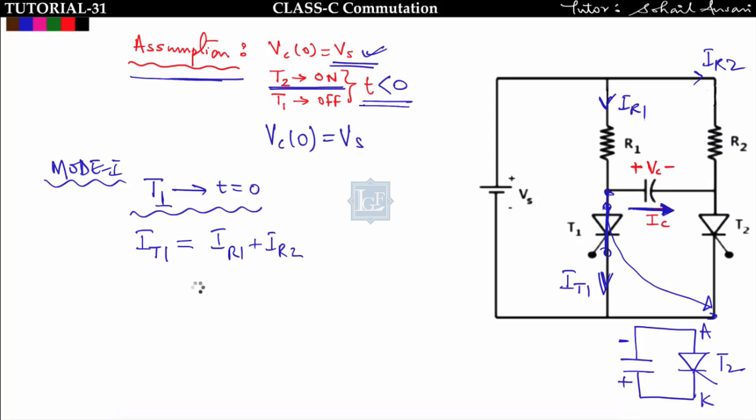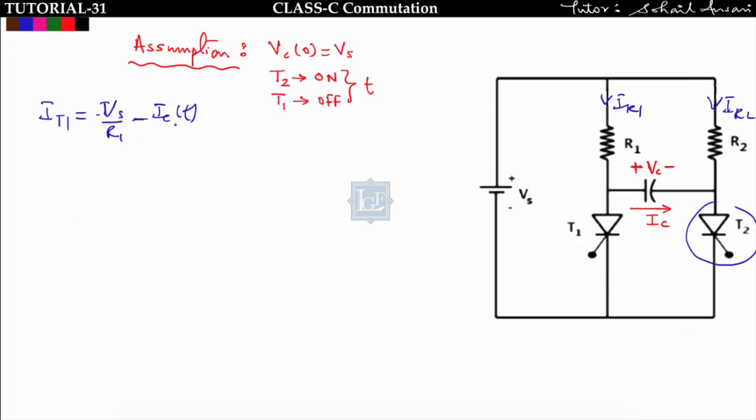Is it fine? So I can write like this: IR1 minus IC of T. IR1 can be found by Vs upon R1. So IR1 is equal to Vs upon R1 minus IC of T. So if I find the capacitor current, then I can easily find the total current flowing in the thyristor T1. Okay, so let us find the capacitor current first.